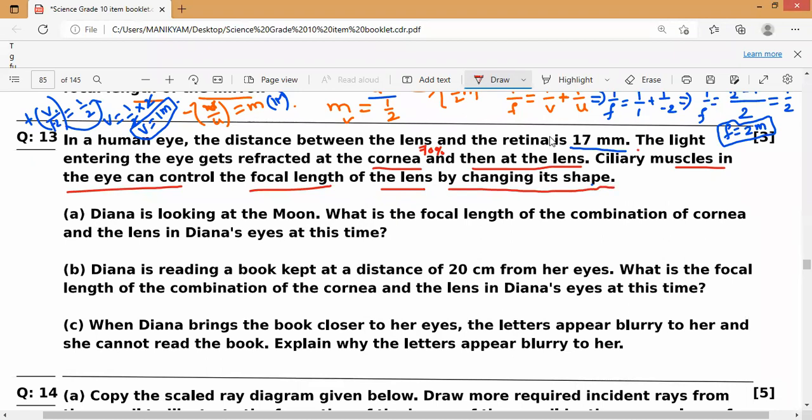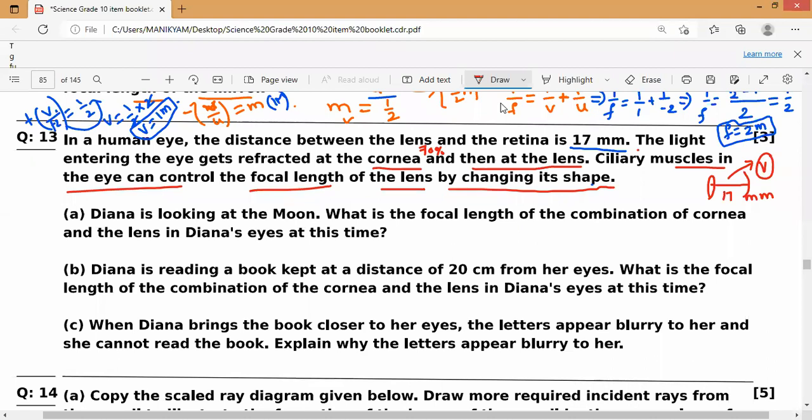Do you understand, everybody? It means ciliary muscles are not functioning. So observe very carefully. The distance between the lens and the retina is 17 mm. If you take our human eye, this is the lens and this is the retina. So the lens to retina distance is 17 mm. Now tell me, is it object distance or image distance? Image distance. That is very, very important.